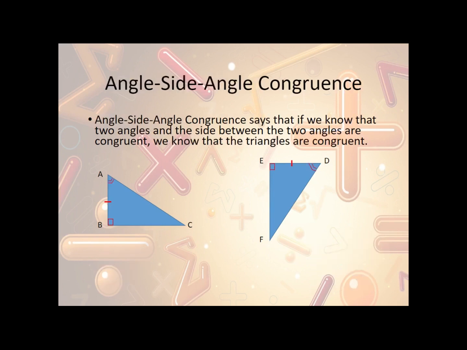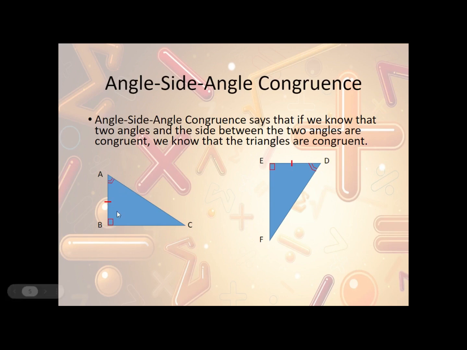The angle-side-angle congruence says that if we know two angles and the side between the two angles are congruent, then the triangles are congruent. So if you notice, we have an angle, a side, and an angle. Again, order matters. So we have the side that we know comes between the two angles that we know.